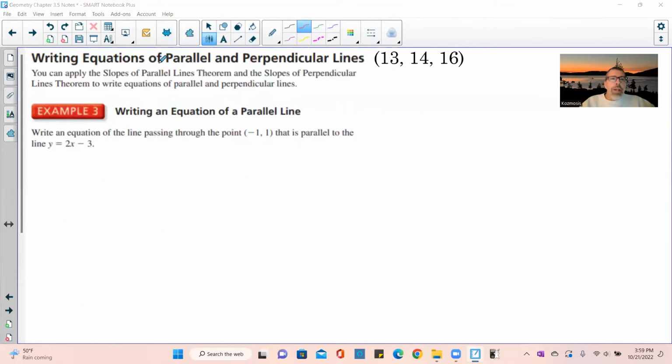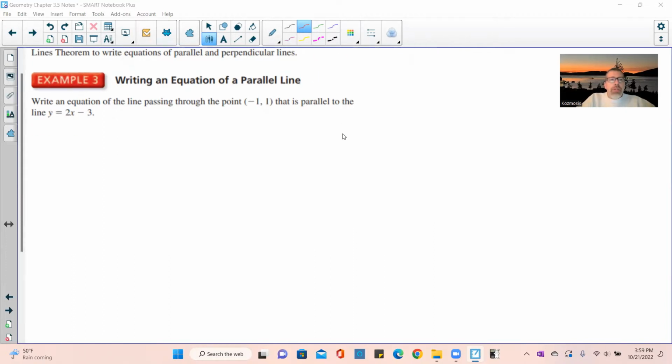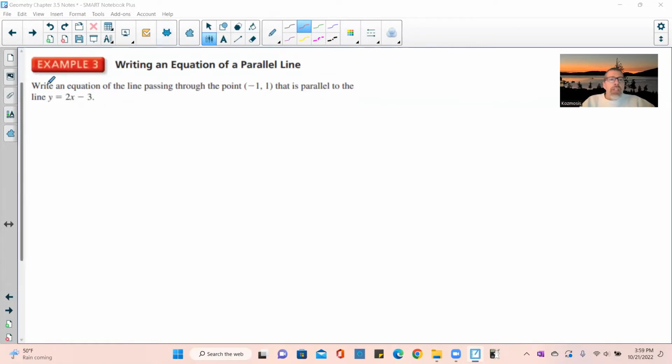Okay, writing equations of parallel and perpendicular lines. You can apply the slope of parallel lines theorem and the slopes of perpendicular lines theorem to write equations of parallel and perpendicular lines. And we'll do just that in example 3.